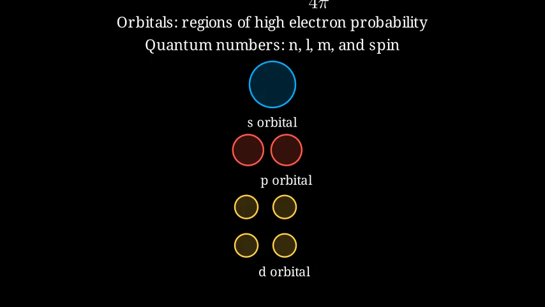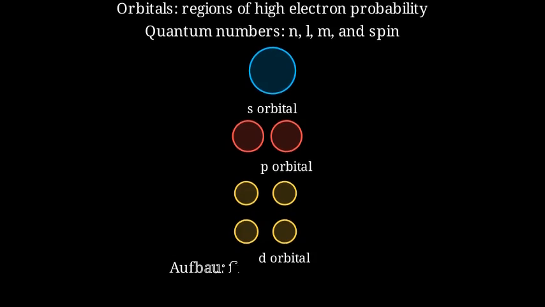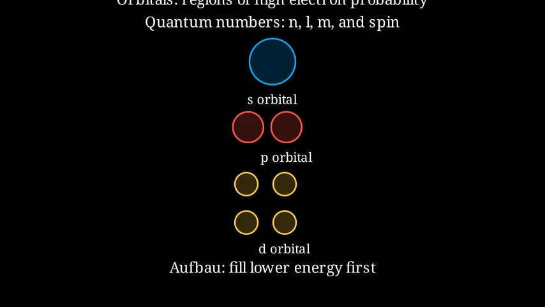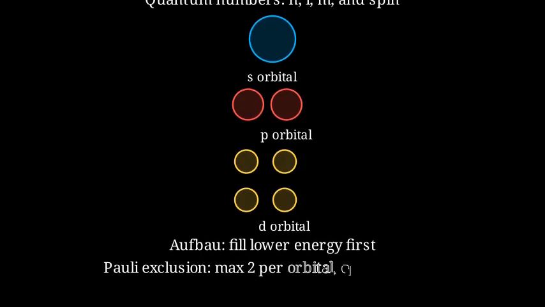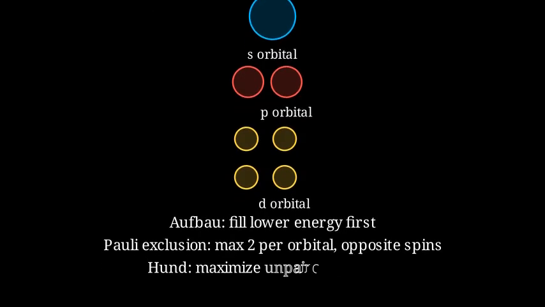Now, let's talk about how electrons fill orbitals. Aufbau: electrons fill lower energy levels first. Pauli exclusion: no 2 electrons share all 4 quantum numbers. Hund's rule: electrons spread out with parallel spins before pairing.